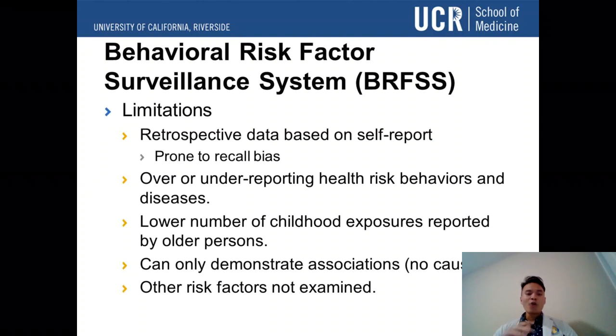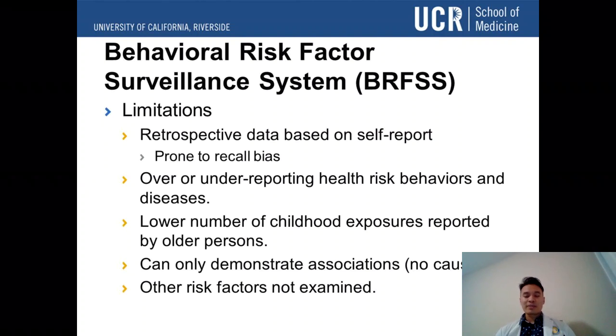There could also be over or under reporting of health risk behaviors and diseases. So maybe they are leaving out certain aspects of their lives that they don't want us to know. Even if it's anonymous, they don't feel comfortable sharing. There's also a lower number of childhood exposures reported by older persons. So I guess you could assume maybe they feel like they're past it, they don't want to talk about it, they don't want to reach out about it. It's hard to say definitively, but this was a trend that was seen in the study.